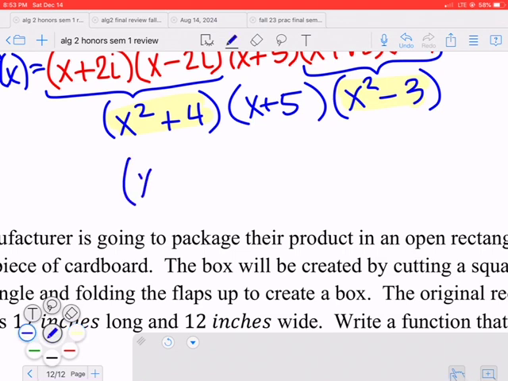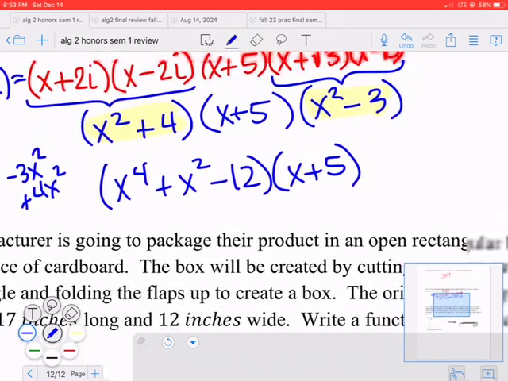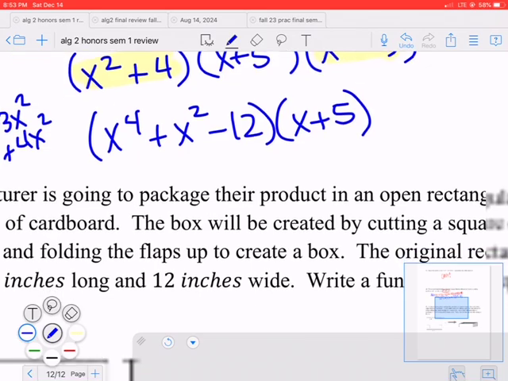X squared times x squared is x to the 4th. Outside would be minus 3x squared. Inside is plus 4x squared, giving us a plus x squared. 4 times -3 is -12, times x plus 5. And so now I have a trinomial times a binomial.